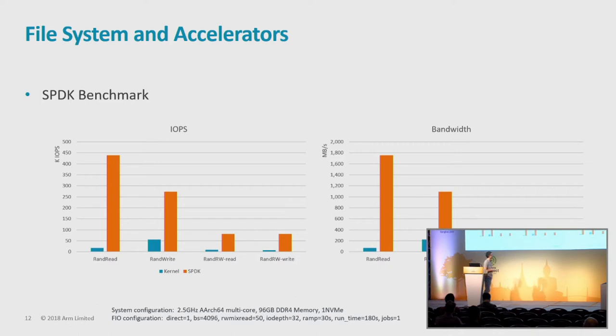So here is a simple benchmark we made for SPDK. The test system used a 2.5 gigahertz ARM server with 19.6 gigabytes RAM and one NVMe disk. And FIO is used for the benchmark. Here we have drawn three test modes: random read, random write, and random read/write. The configuration is listed at the bottom of this slide. And from the results, we can find that SPDK can achieve up to 27 times IOPS and bandwidth compared to the kernel NVMe drivers.